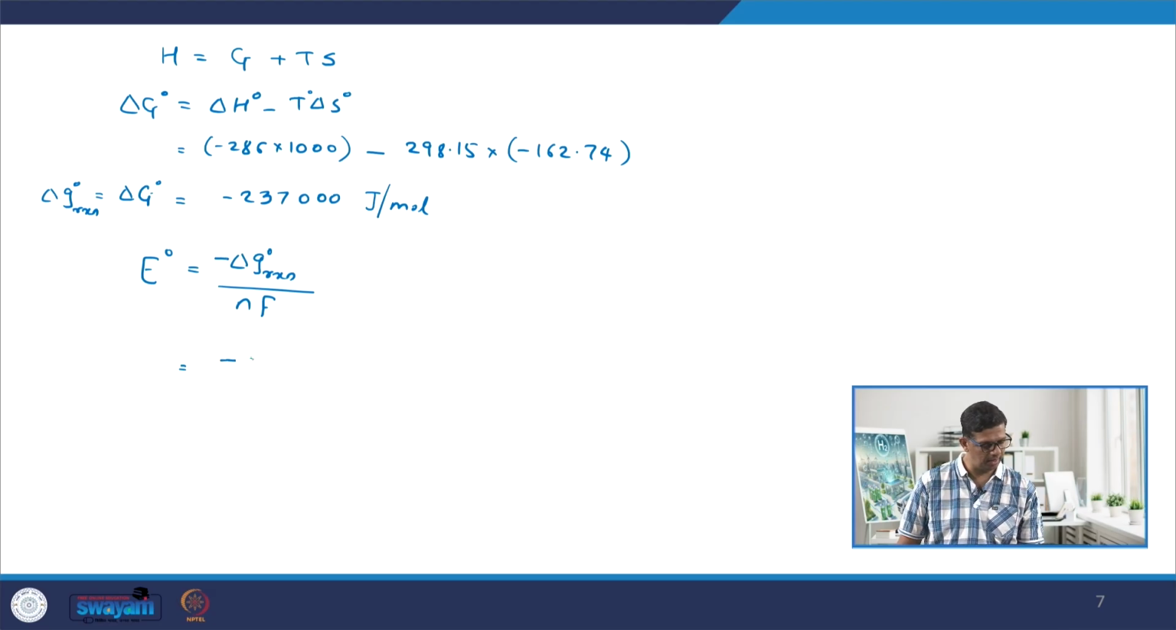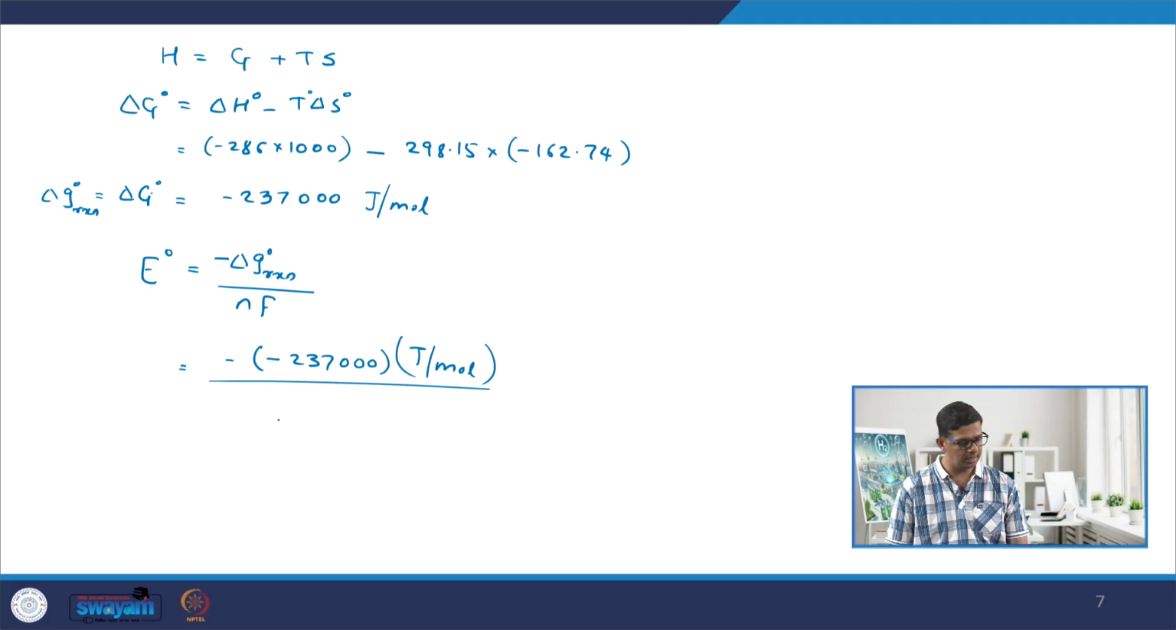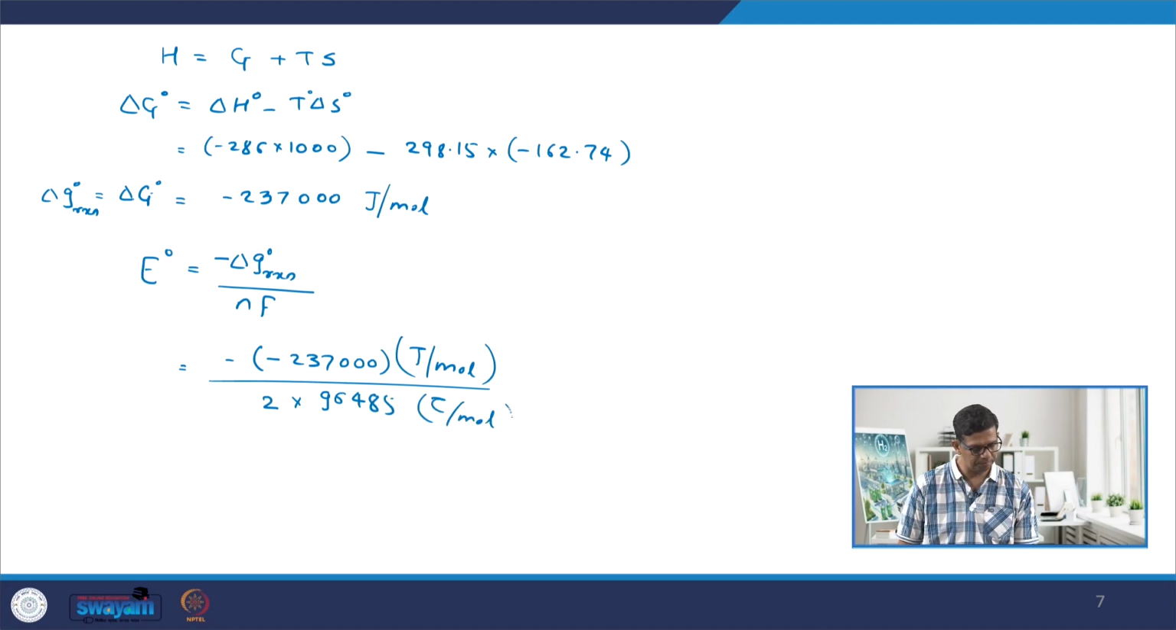So minus of delta G naught, which is minus of minus 237,000 joules per mole. Let me write the unit as well. n is 2, since the hydrogen oxygen reaction involves 2 moles of electrons. F is Faraday's constant, which is 96,485 coulombs per mole. So that is the unit of Faraday's constant.